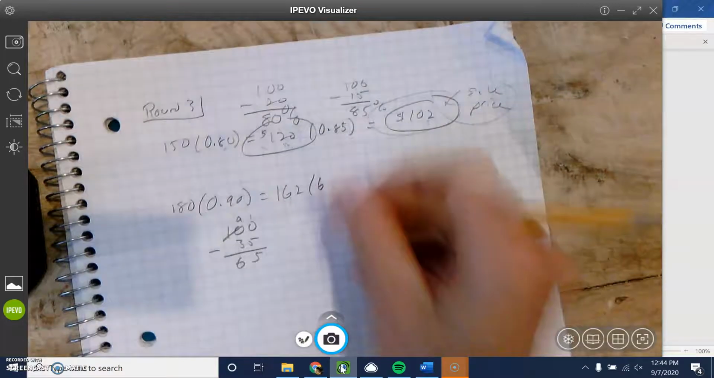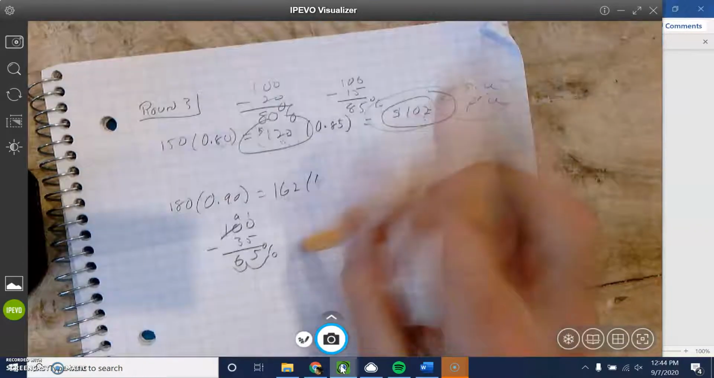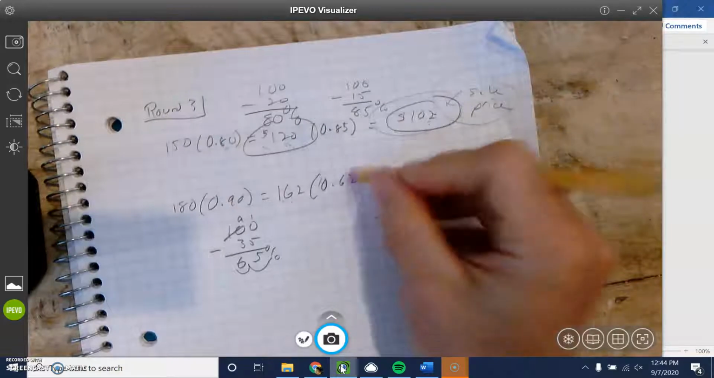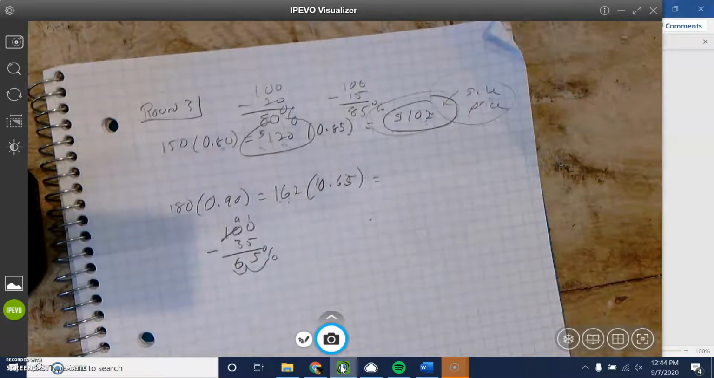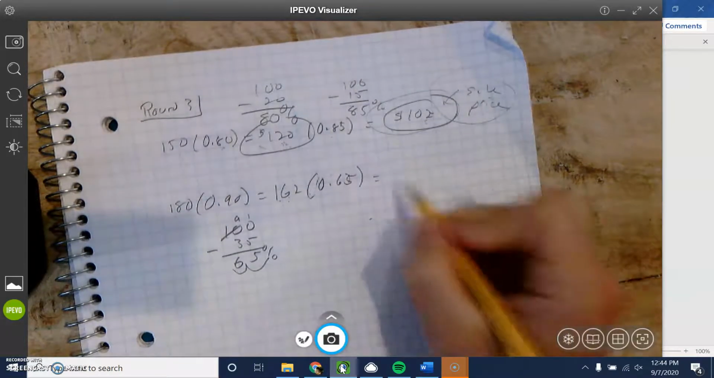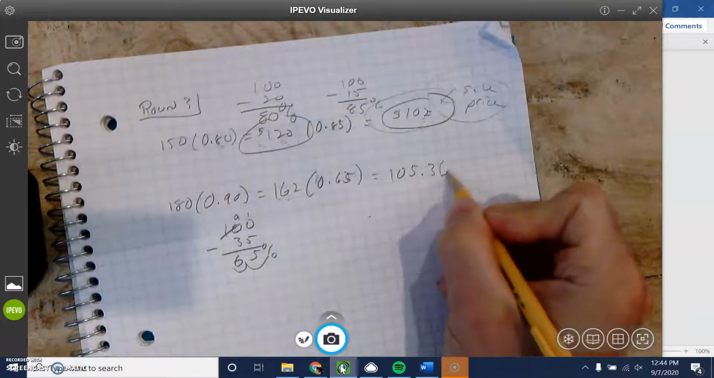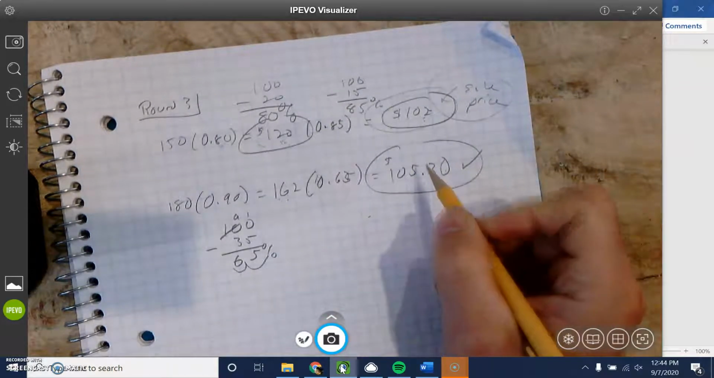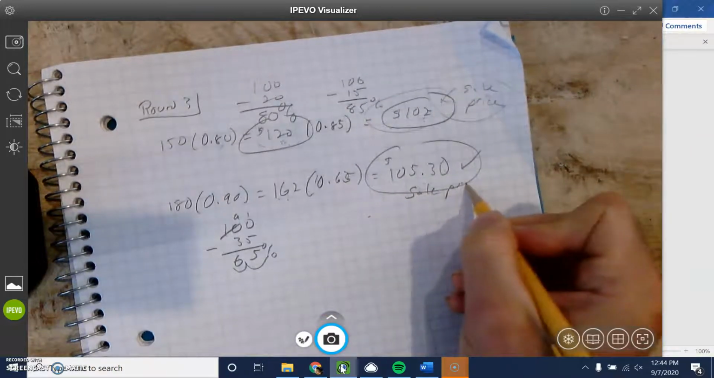65% is what you're paying of the total amount. So you're paying 65% of the 162. Oh, sorry. It should be 65, my bad. So 162 times 0.65 is 105.3. And we know we have two decimal places in money, so I'm going to add a 0 here. $105.30. That's how much the Jordans cost in that second problem. This is the sale price.